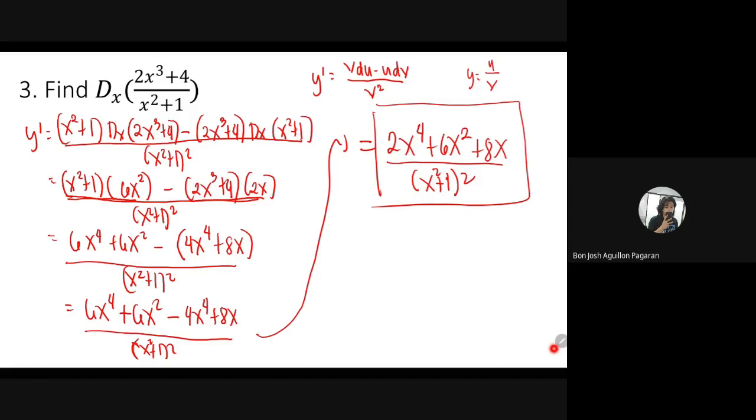Hindi ko alam kasi kung bakit yung low D high minus high D low over low squared gumagana sa akin. Ayoko siya ituro sa inyo kasi substandard kasi. Ito talaga yung rule na sinasabi ni book. But if it works to you, gamitin mo. Low D high minus high D low over low squared. Okay? Can we have the next one?